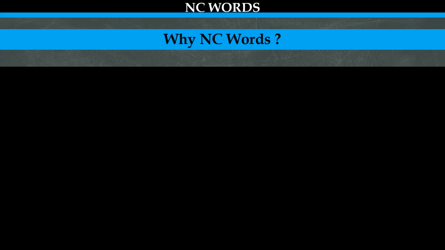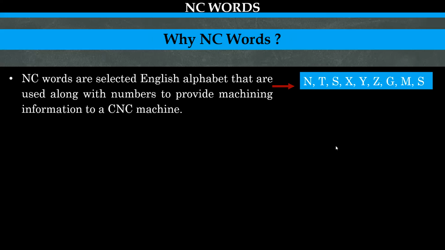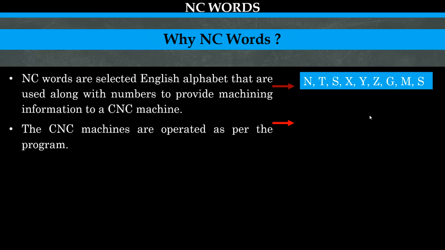Why do we need the NC words? So NC words are the selected English alphabets that are used along with numbers to provide the machining information to the CNC machine. The words used are N, T, S, X, Y, Z, G, M, S, and so on. These words along with numbers provide some information to the CNC machine.